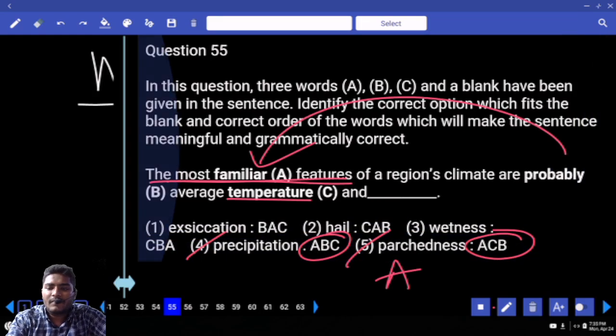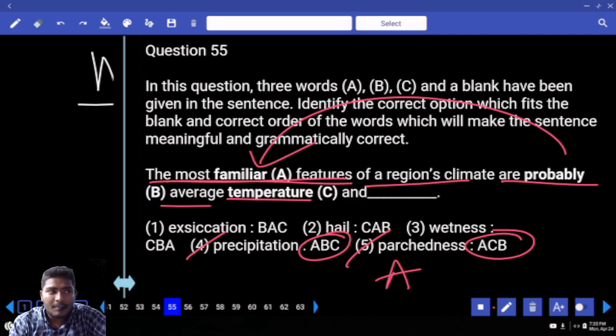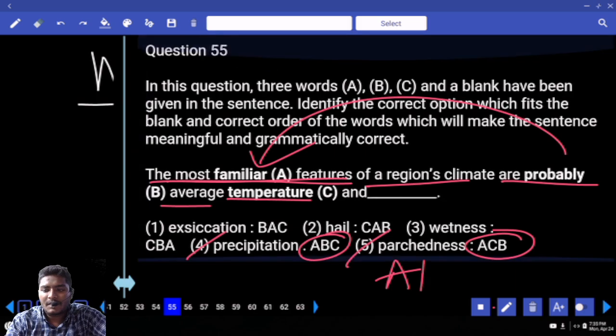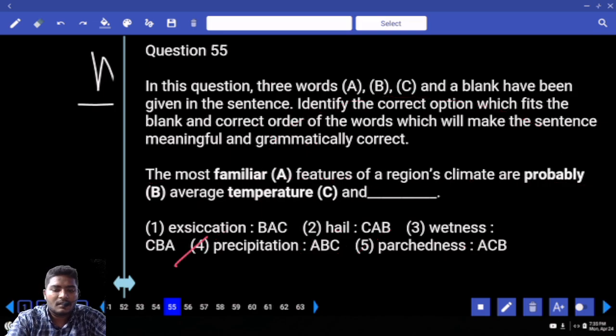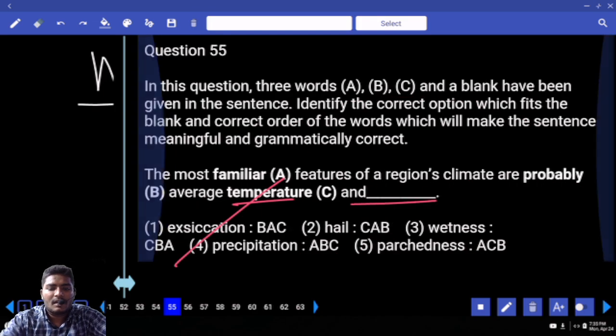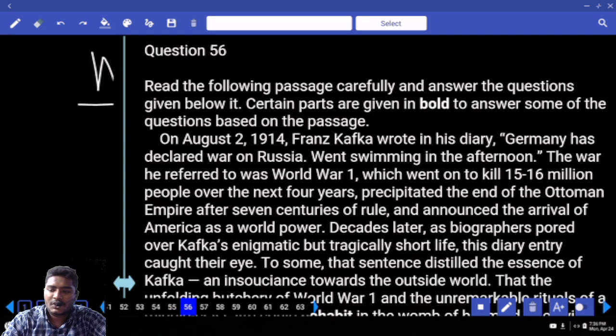The most familiar features of the region's climate are probably average, or is it temperature average? Probably average. That means after A, what do we need? B. What is remaining? C. What is your answer? The fourth one, temperature and precipitation. Do you know this terminology related to climate? That is your answer. Next, move to the next section.